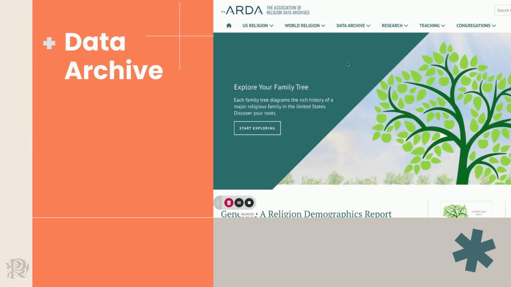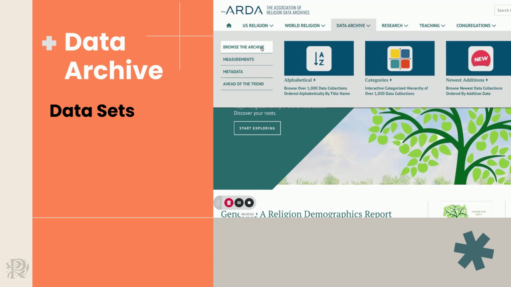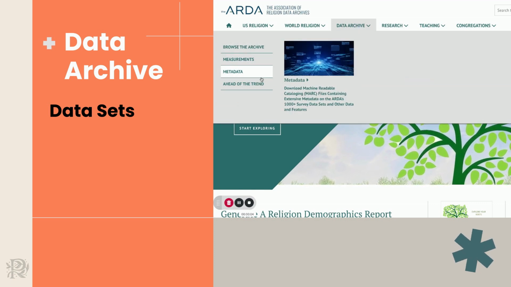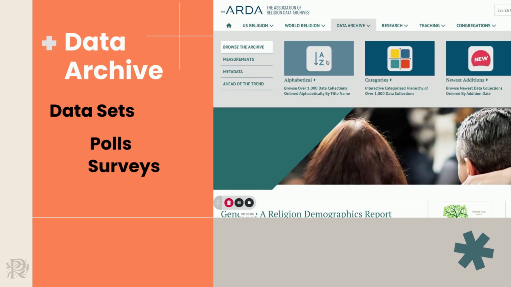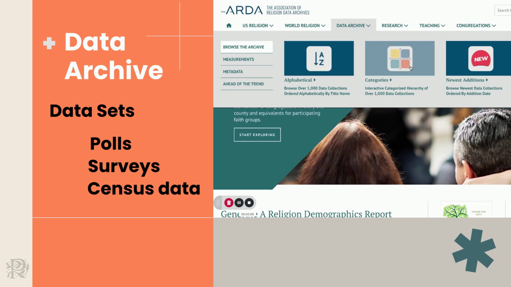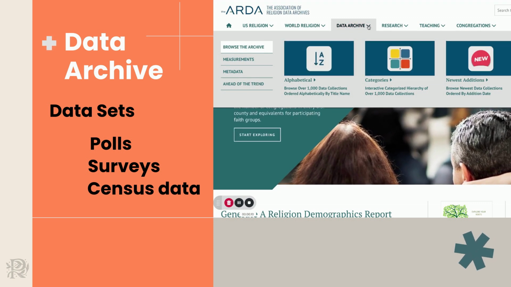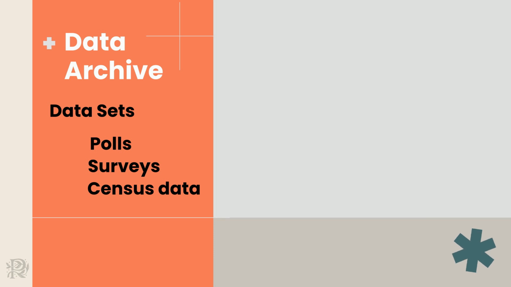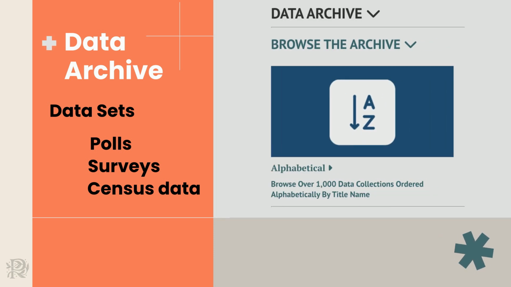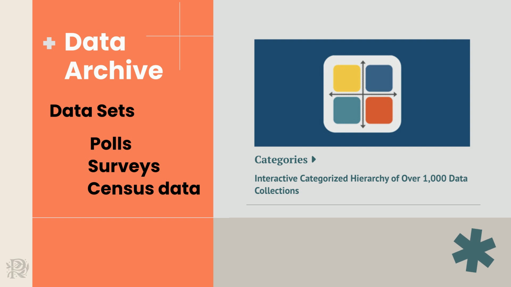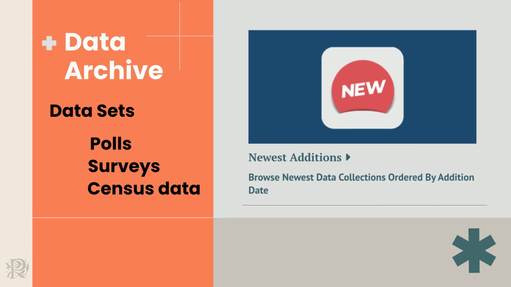In the Data Archive tab, you can explore the data sets that inform the maps and profiles. This includes polls, surveys, and census data from a variety of sources, both religious and secular. You can browse these alphabetically or by category, such as international surveys, US-specific polls and surveys, etc., or by the newest additions to the archive.